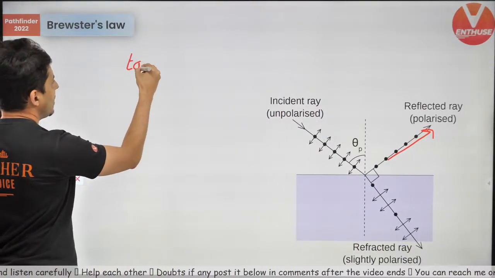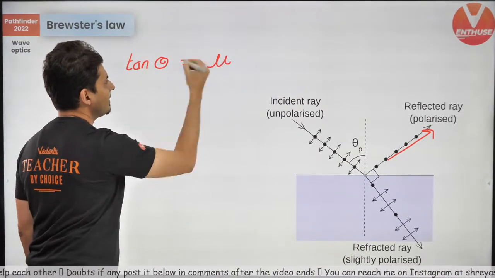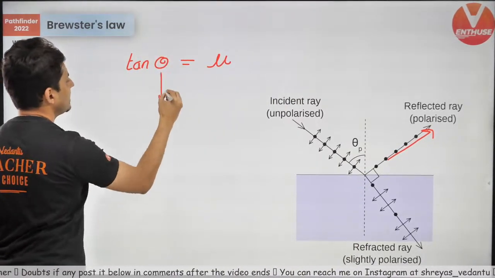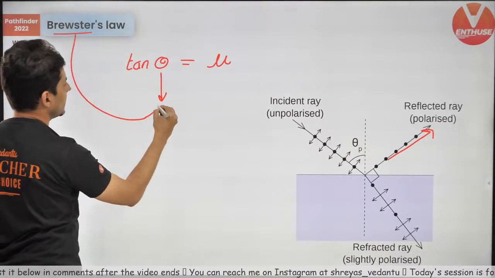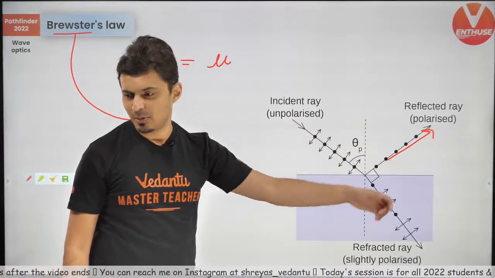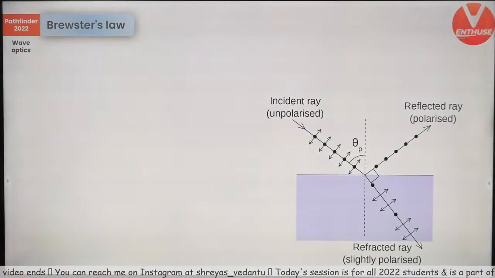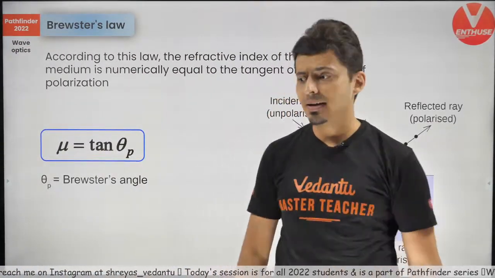And there is a very simple formula for that. So tan of theta is basically the refractive index. This theta is your Brewster's angle, for which the light gets completely polarized. Remember this, a very important law: mu is equal to tan theta. Let's solve some questions so that you get a hang of it.